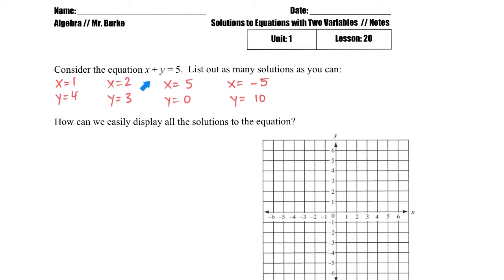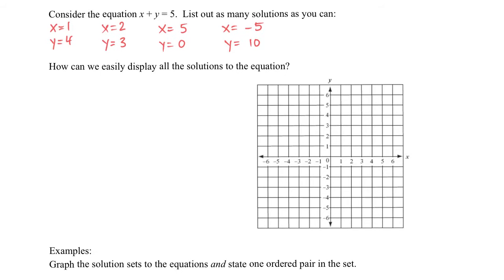If I ask you to solve this, how do we write down these solutions? Well, one way to do it is we can just put them on a graph. So instead of x equals 1, y equals 4, let's turn that into a coordinate pair. Let's take 2, 3 and turn it into a coordinate pair. 5, 0, -5, 10.